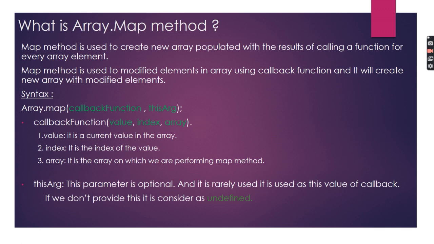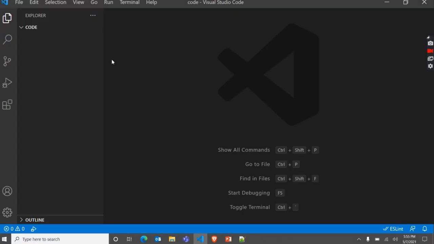So let's work on our example. Let's switch to the editor, and for squaring I would like to create one file with the name square.js.